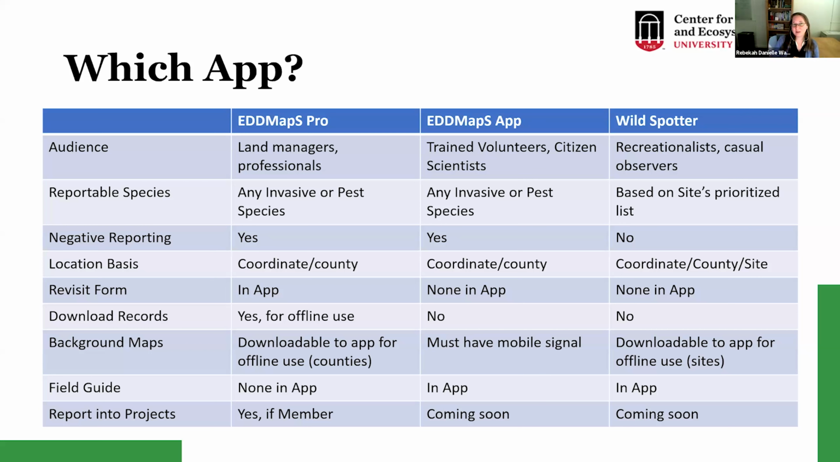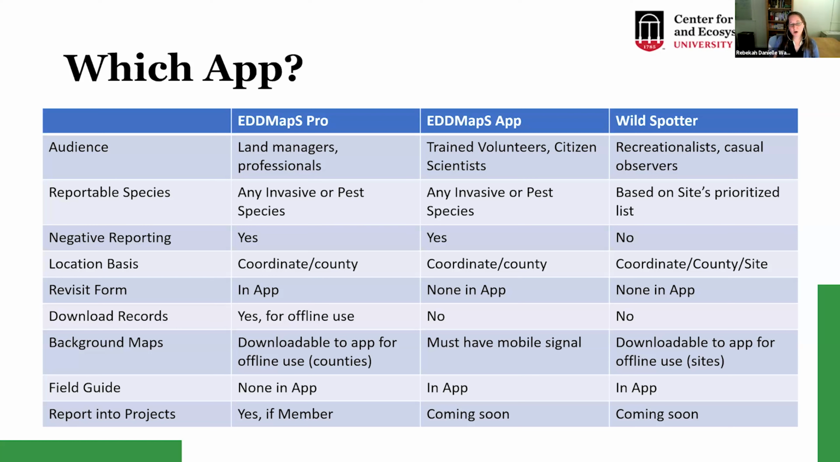Background maps, Kevin briefly mentioned these in his talk earlier. There are background maps downloadable for certain states and counties for offline use. So again, you're in an area with no signal. That means you're not going to have a Google map to put those points on. So we have certain states and counties downloaded. If you want your state, county, whatever, to have background maps and it's not currently available, you can send us an email and let us know. Background maps for the EDDMapS app are, again, just if you have mobile signal. With WildSpotter, there are maps that are based on the sites. So it's not a county map, it's a site map that you can download as background for those particular sites.